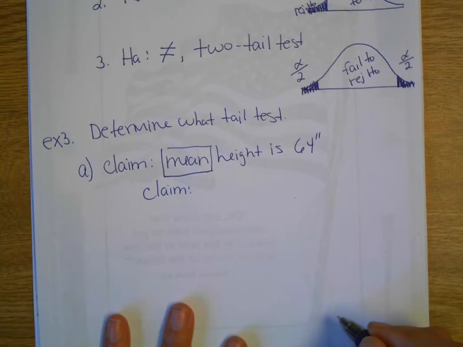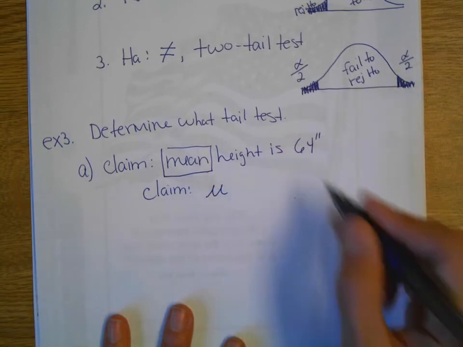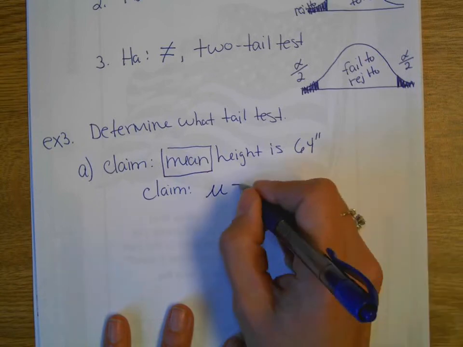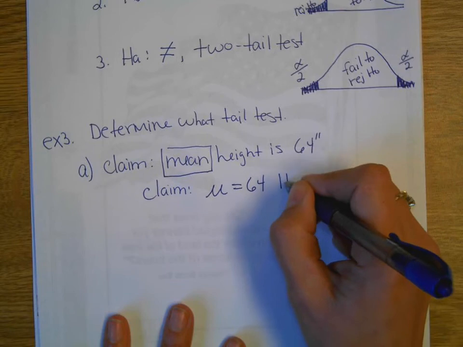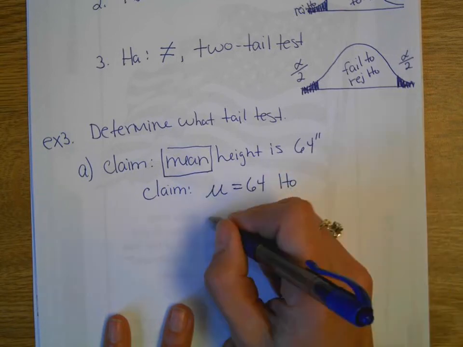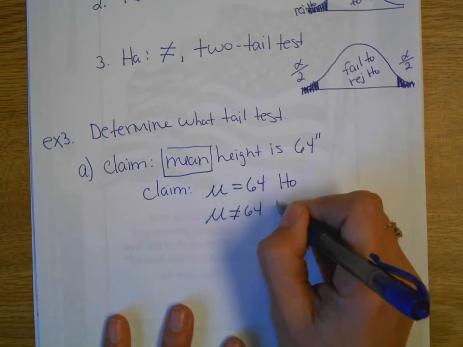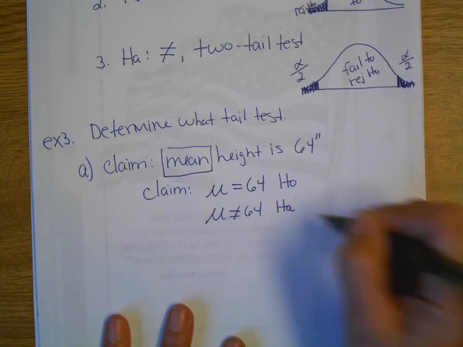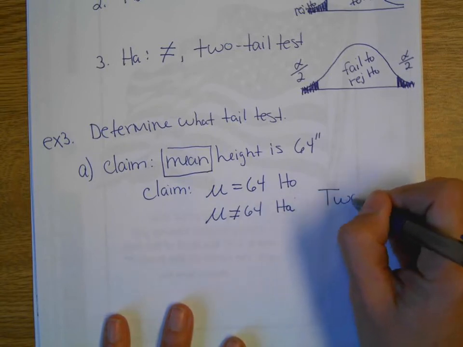So, mean height. What's my symbol in my claim? Mu. Is 64. Equal. So the claim is the Ho. That doesn't help me determine what tail test I'm doing. The Ha does. So what does the Ha have? Not equal. So what tail test are we doing? Two-tailed test. Done.